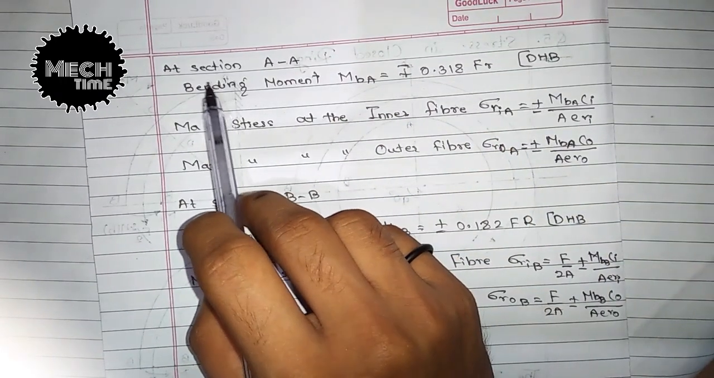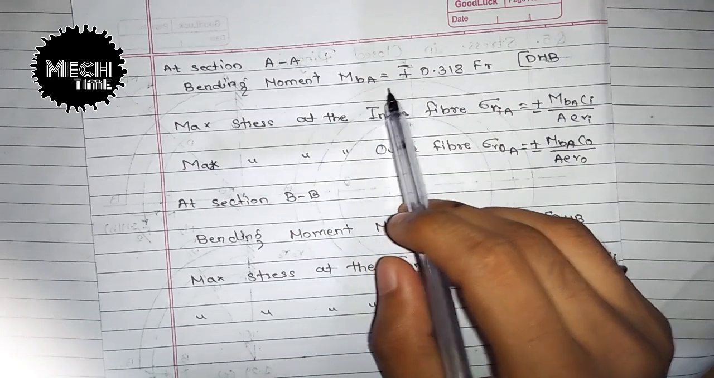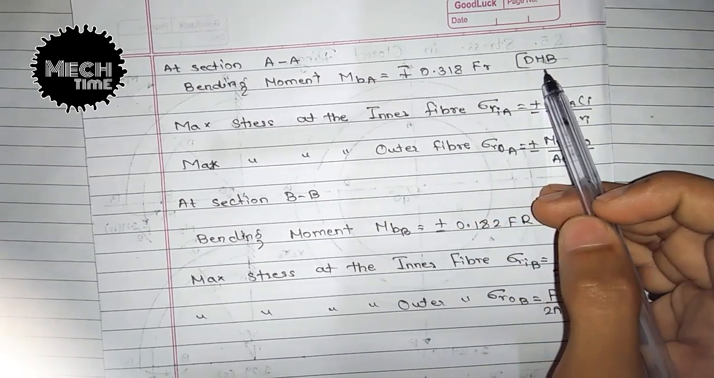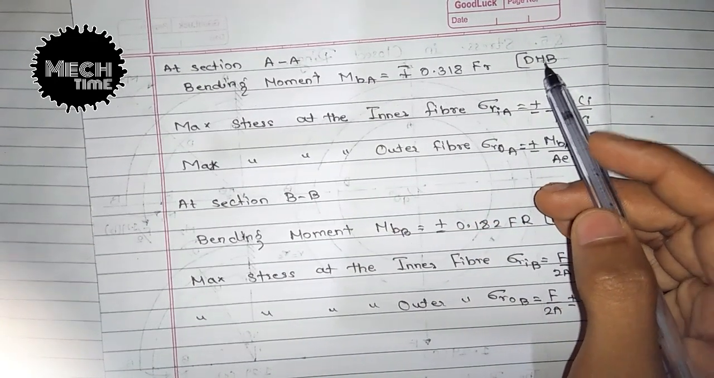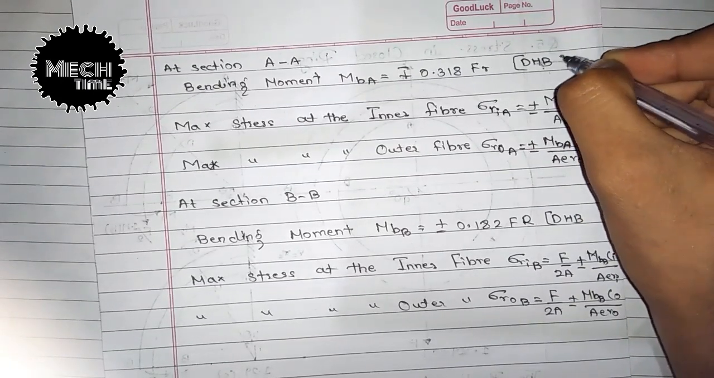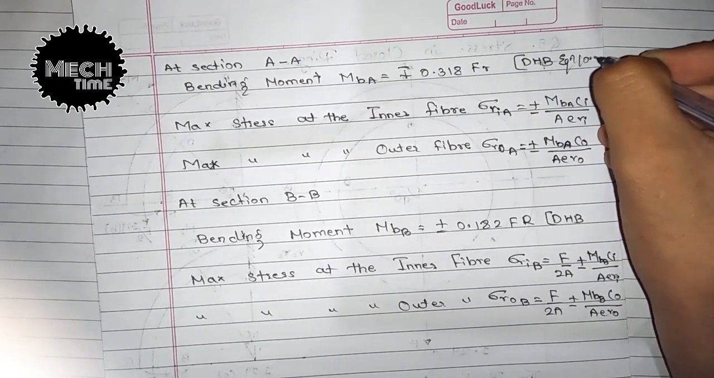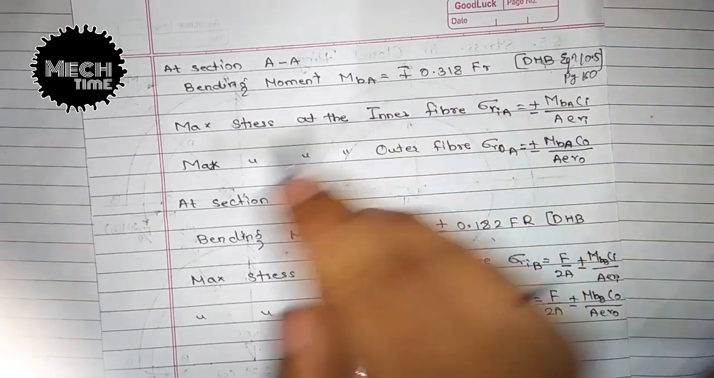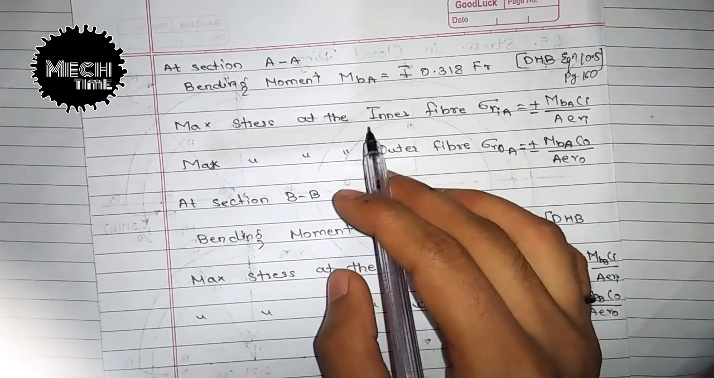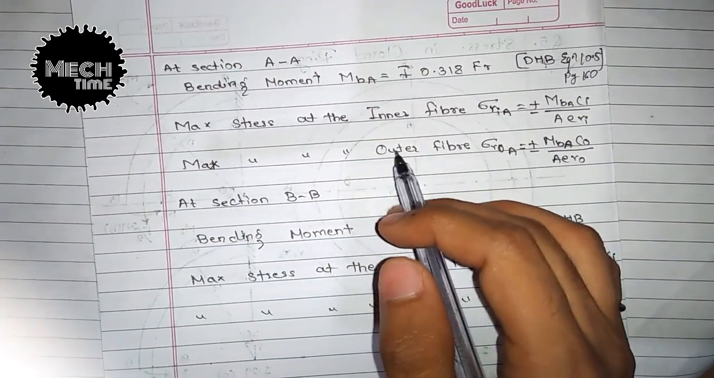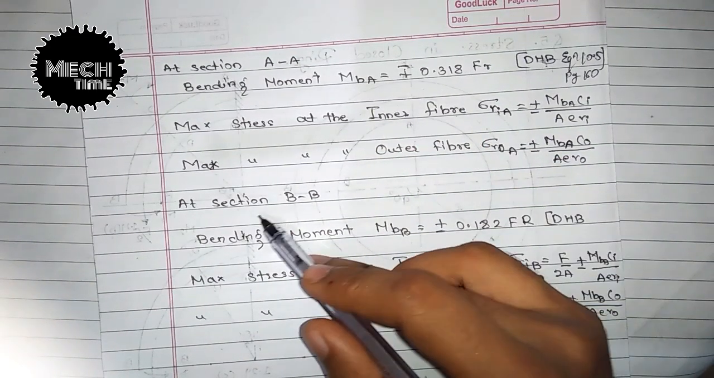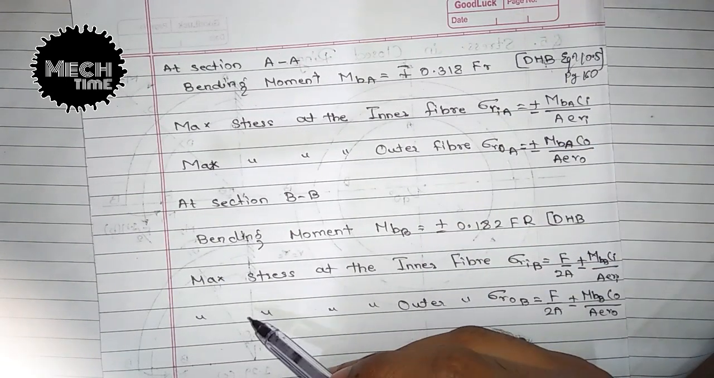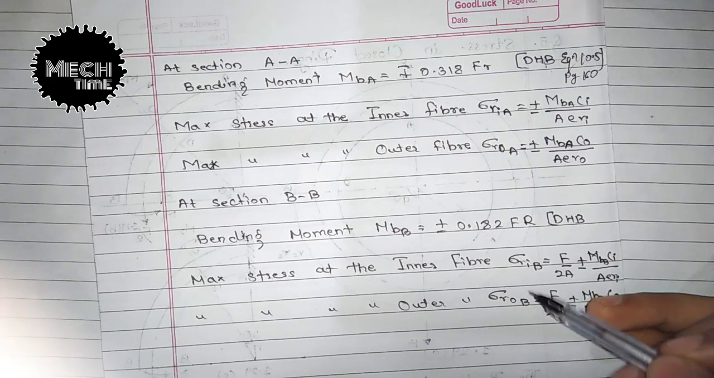So the bending moment at section A to A, MA, is equal to plus or minus 0.38 FR. It is there in the data handbook, I told you. It is the same equation number 10.5, page number 160. Now we need to find the maximum stress at the inner fiber for section A, and the maximum stress at the outer fiber for section A. Similarly at section B to B, the bending moment, the maximum stress at the inner fiber at section B, and the maximum stress at the outer fiber at section B.